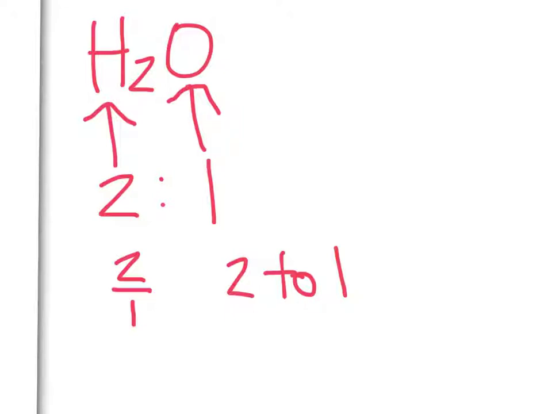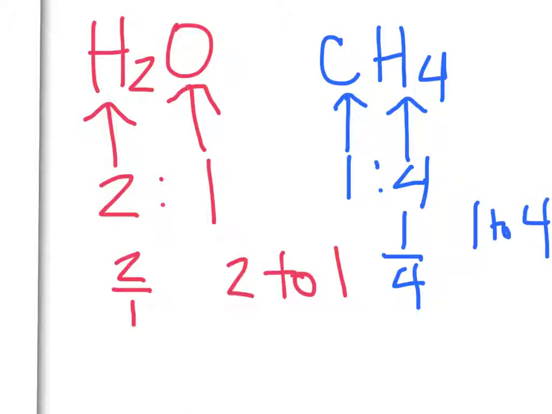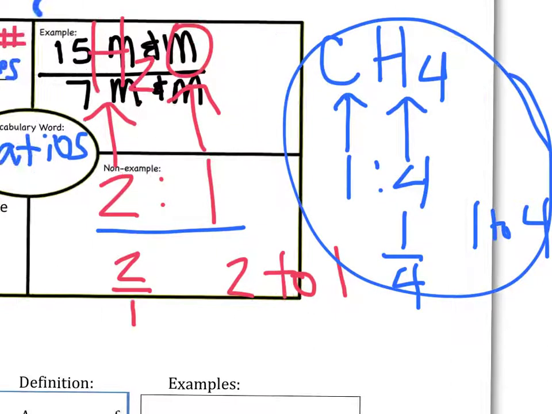Let's look at methane. We have 1 carbon to 4 hydrogens. So our ratio is 1 to 4, 1 to 4, or 1 to 4. Those are examples right there. And you can do the same thing with silica or any kind of molecules. I know glucose is a 1 to 2 to 1 ratio, but we're only focusing on ratios that have 2 numbers. Okay, so let's go back to our notes.